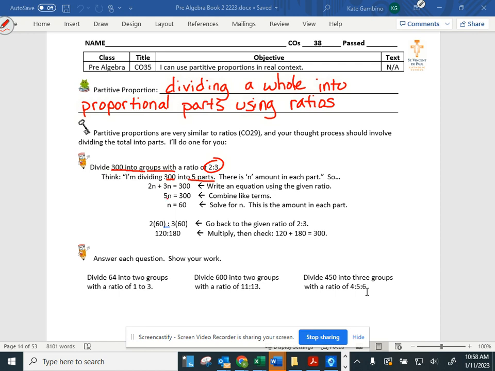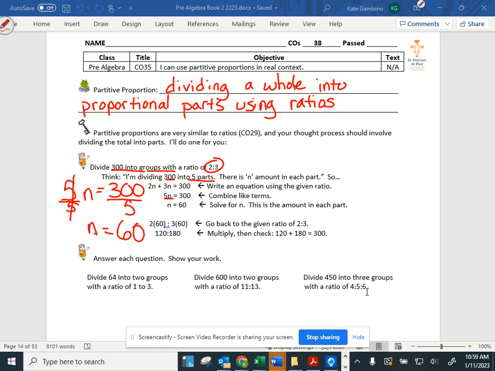2n plus 3n is 5n equals 300, because we're going to combine our like terms. They both have an n, so we can combine those. So if we know that it's 5n equals 300, how do I get n by itself? Evan? Yeah, I'm going to divide both sides by my 5. So I get n by itself. 300 divided by 5 gives me that 60. So I know that n equals 60.